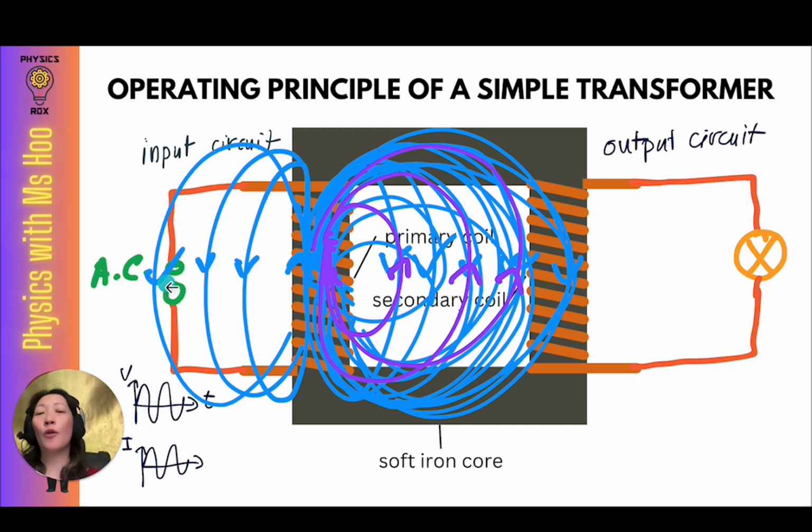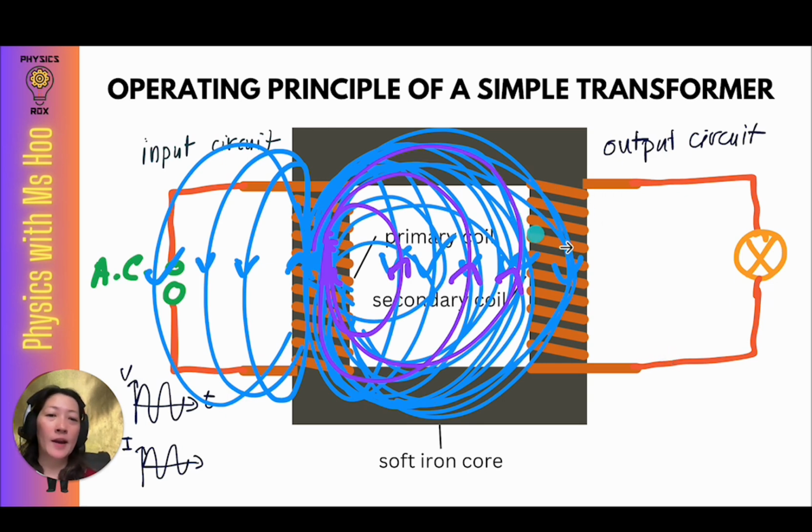So the reason why we need to use alternating current is because of the changing current value, which causes a changing magnetic field. And this changing magnetic field would cause the current to be induced in the output circuit. Because the source is alternating current, this process would also cause the induced current flowing through the output circuit to be alternating current as well.